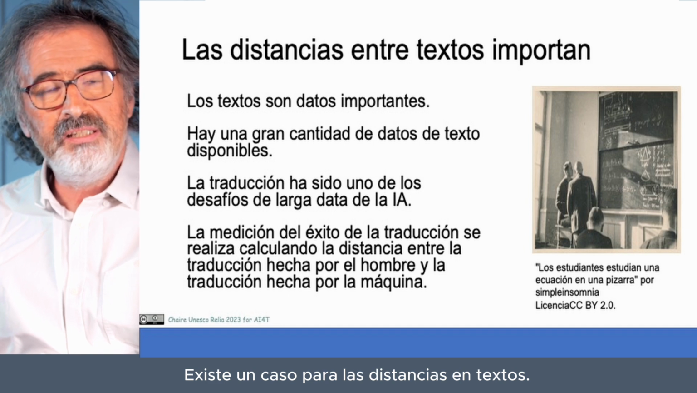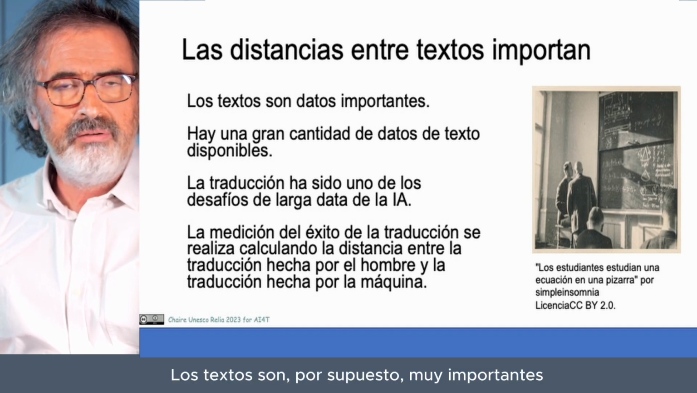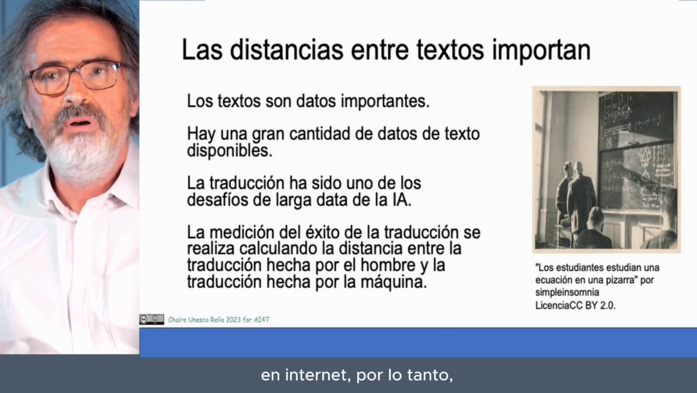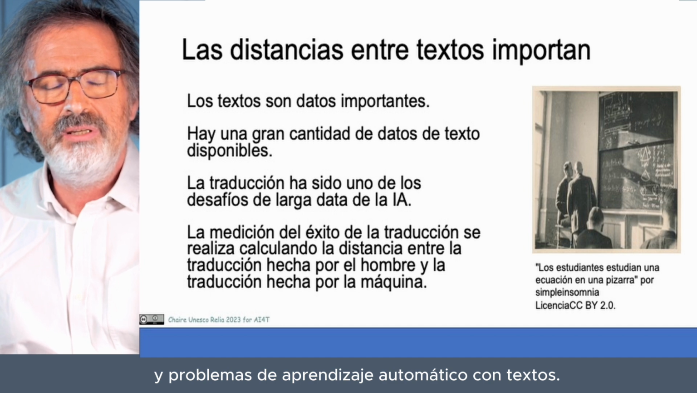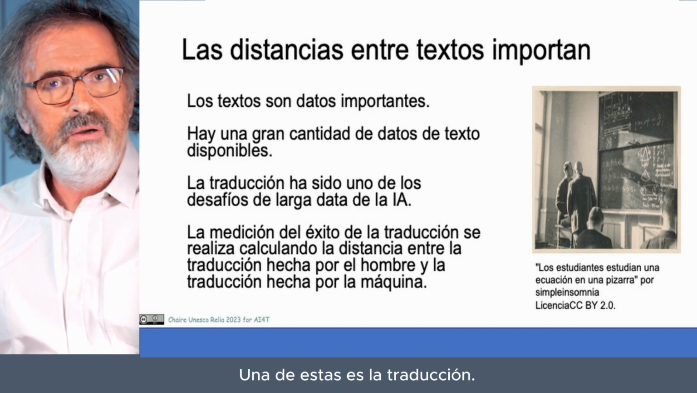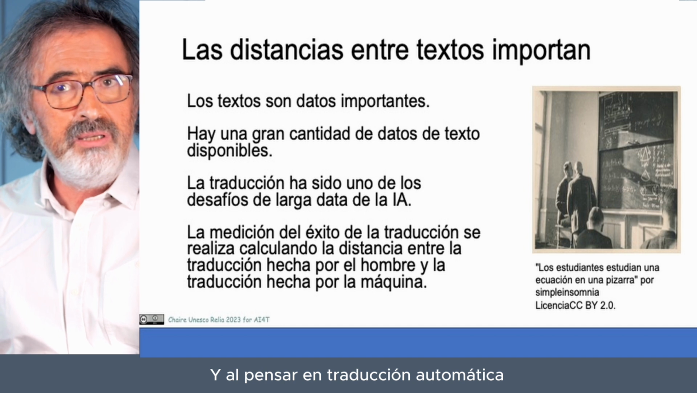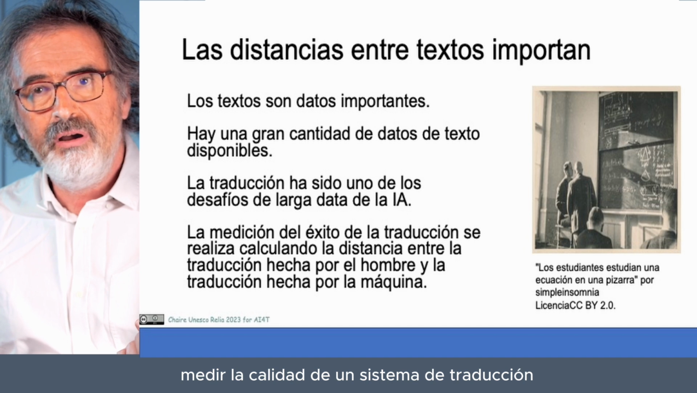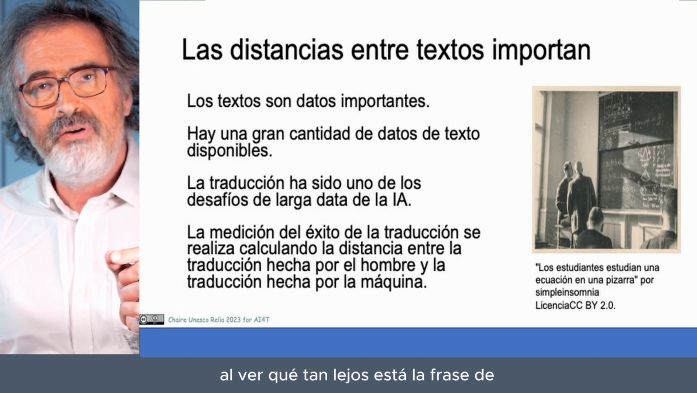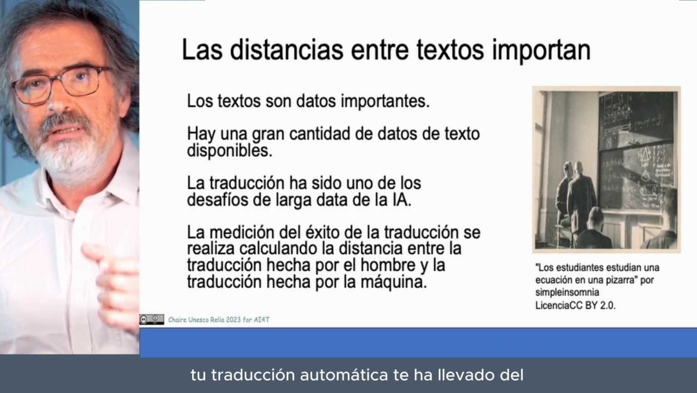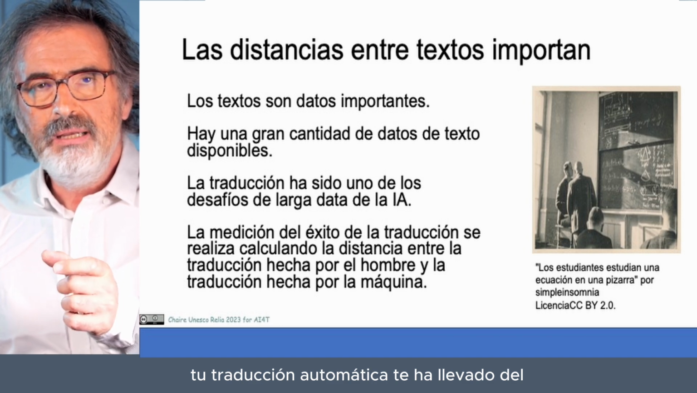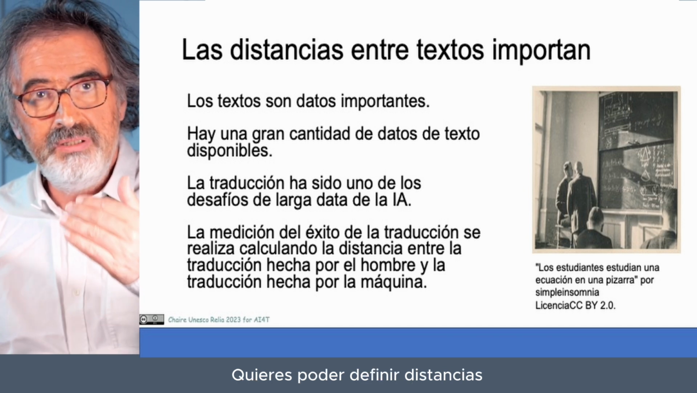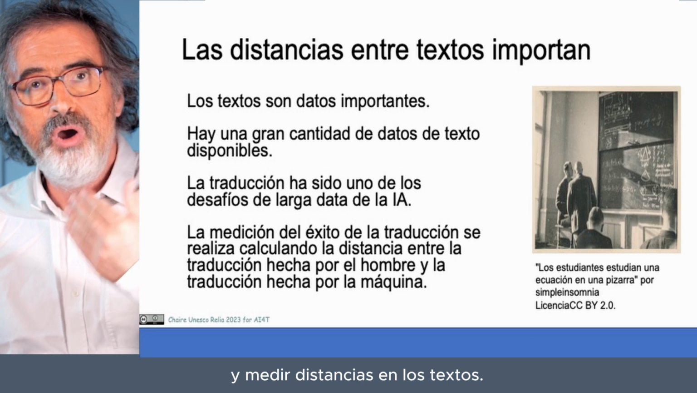There is a case for distances in texts. Texts are, of course, very important because there are huge quantities of texts on the internet, and therefore there are a number of issues and machine learning problems dealing with texts. One of these is translation. When you think about automatic translation, you typically would like to measure the quality of a translation system by seeing how far away the sentence your machine translation has given you is from the object that you were supposed to have had. So you want to be able to define distances and measure distances over texts.